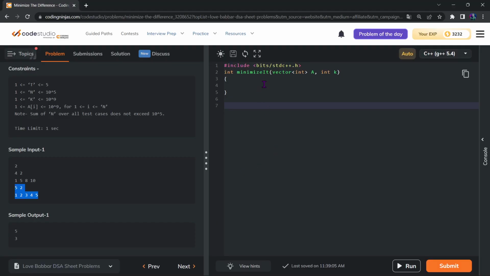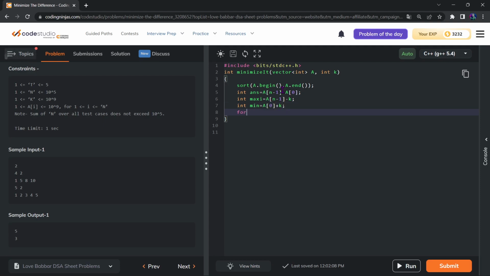Okay, so what initially we did, we'll sort our array. Here I've been given a vector, so let's sort this vector. So we have sorted this vector. Now we want our initial answer. So what is our initial answer? It's a of n minus 1 minus a of 0. Now what is our initial maximum value? So initial maximum value is a of n minus 1 minus k. And what is our initial minimum value? Our initial minimum value is a of 0 plus k.